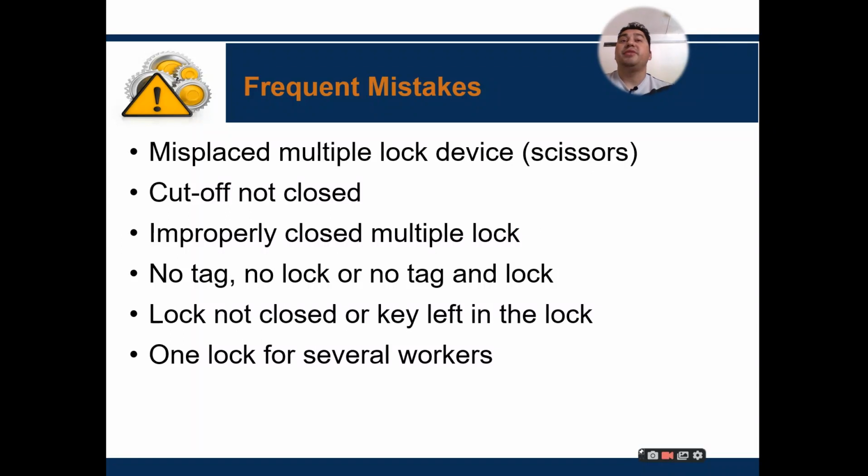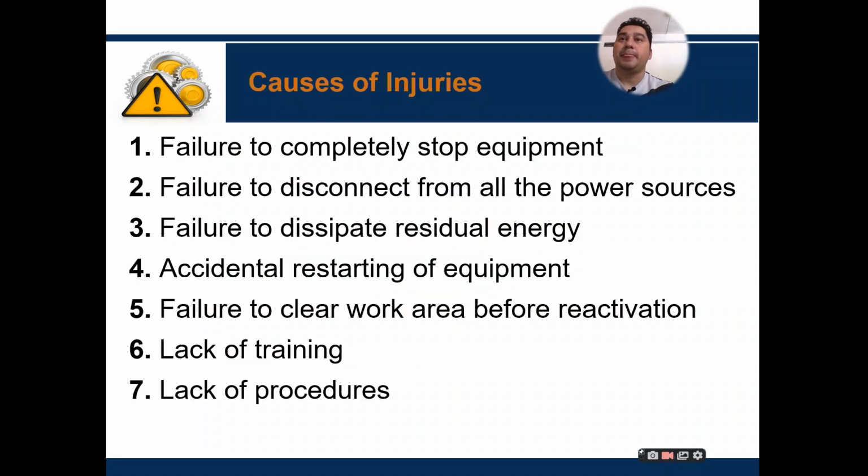Now, frequent mistakes with the lockout tagout procedure. Why do we make mistakes? Because of misplaced multiple lock devices, or improperly closed multiple locks. It is no tag, no lock, or no tag and lock. People are not following it properly. Lock not closed or key left in the lock. People are not closing the lock or they are leaving the key in the lock. One lock for several workers. They are using only one lock for several workers.